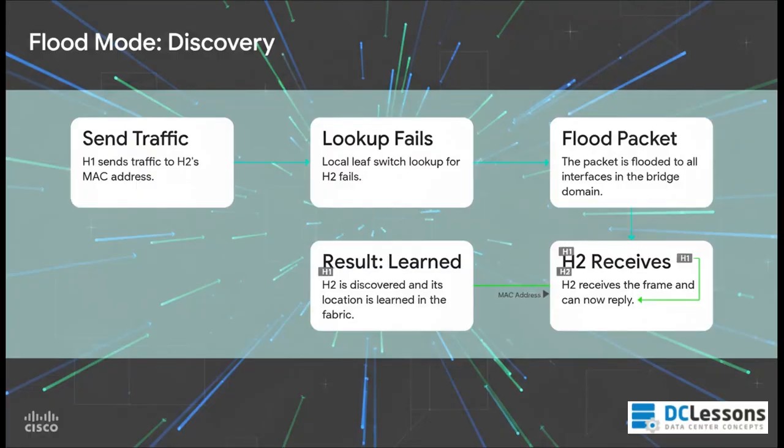And as soon as H2 sends a reply back to H1, bam, the fabric learns its MAC address and its location. It gets added to the table on the local leaf and in the spine's COOP database. So you can see flood mode is all about prioritizing discovery to get that initial connection working.